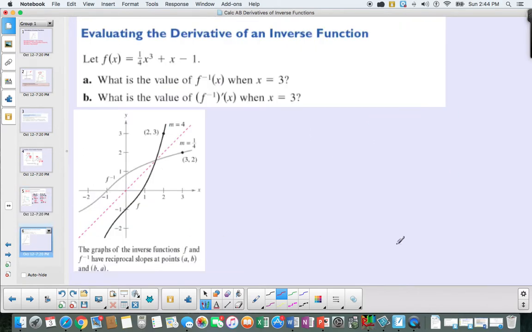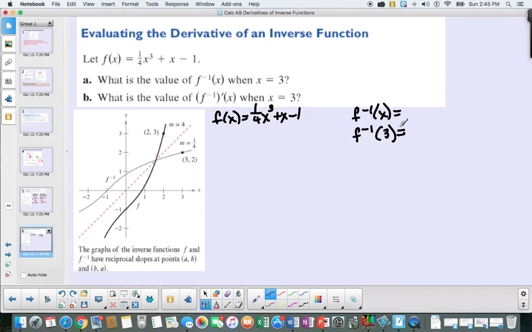Okay, let's go ahead and do a problem where we find all this information. So we have f of x equal to 1/4 x cubed plus x minus 1. And we don't really need to know what the inverse looks like. But we are being asked to find what the value of the output is when you put 3 in. So we're being asked to do that.